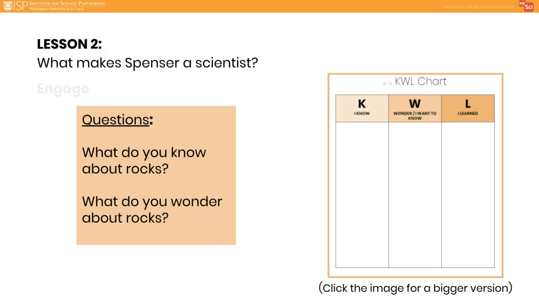In a later lesson, students will complete an investigation to discover which type of rocks sink and what type of rocks float. While you're discussing the KWL chart, plant the seeds for this lesson by wondering aloud to the class, I wonder if all rocks sink, or I wonder if all rocks float. Hopefully a student will ask that question, but if not, this is a great chance for you to model wondering and asking questions about a topic.